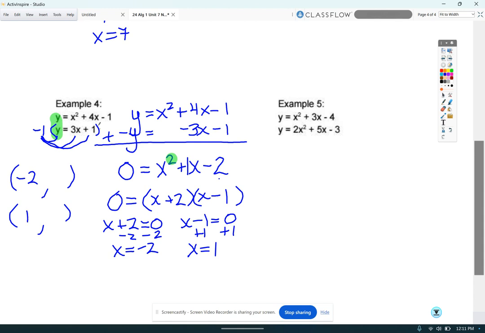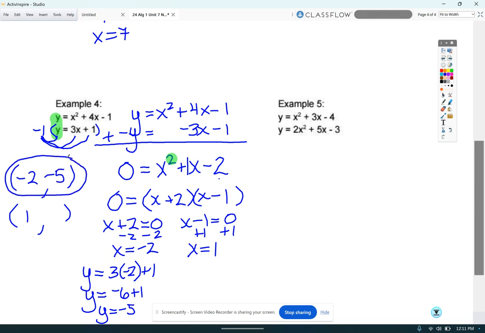So I'm going to take the bottom equation because it looks a little bit easier. It doesn't have the exponent. And I'm going to put negative 2 in for the x. I'm always going to try to pick what's easiest to substitute back into. So 3 times negative 2 is negative 6. Negative 6 plus 1 is negative 5. So that's my one solution, negative 2, negative 5.